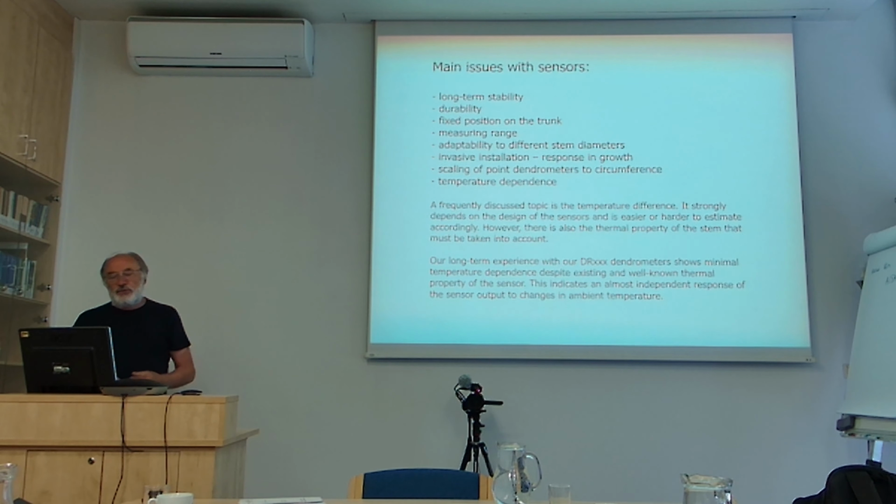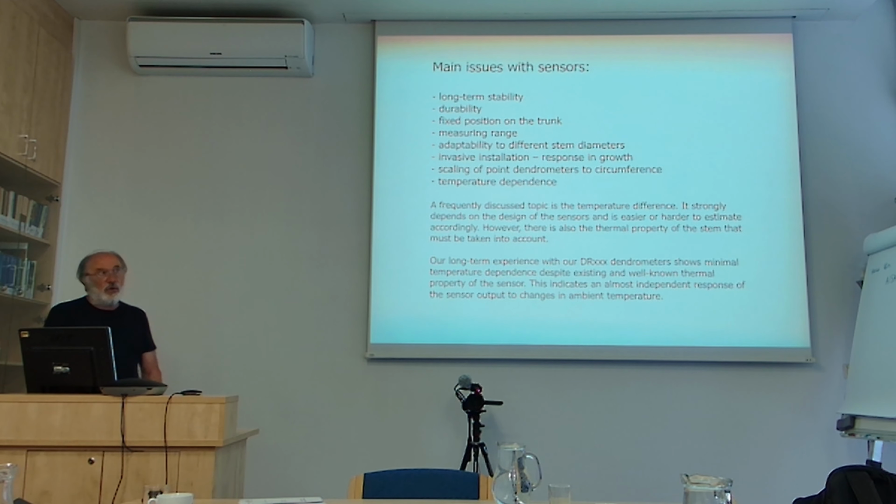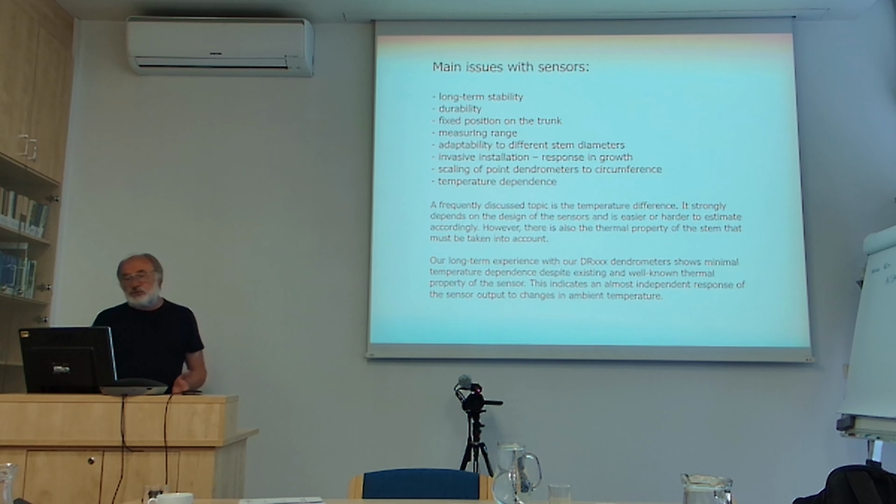The other point for point dendrometers is how to scale up the information from the dendrometer to the whole circumference. If we suppose that the tree is growing, the radial growth is the same along the circumference, it is easy. If it is not true, it's probably recommendable to use the band type dendrometers, which simply measure the changes of circumference.